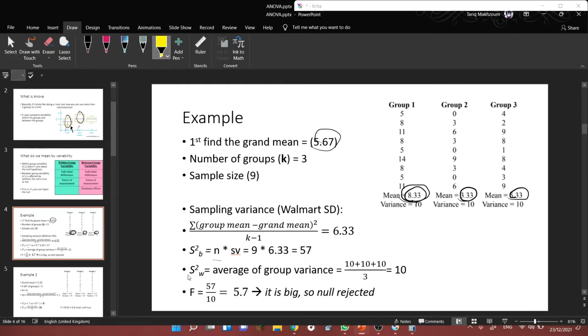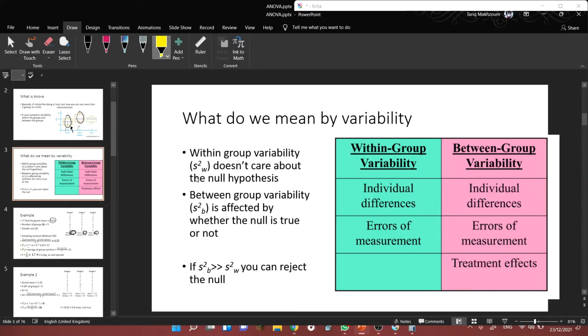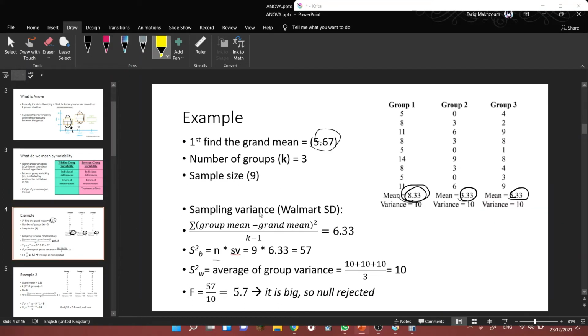And then the next step is to find the average of the group variance. So that's going to be our within group variance. Okay, and so what we're going to do is find the average of the variances within the groups. So that's these numbers over here. So 10 plus 10 plus 10, right? Divided by 3, because we're trying to find the mean variance from within the groups. So that's going to be 10, okay?